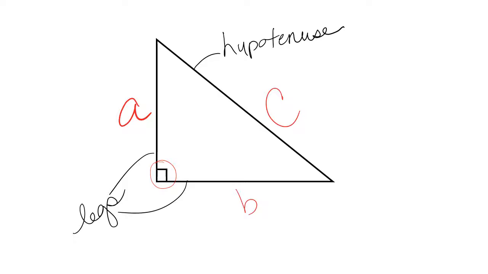So if I'm just giving you three numbers, like if I gave you 1, 2, and 3, you would assume that 3 is the hypotenuse because the hypotenuse has to be the longest side of your right triangle.